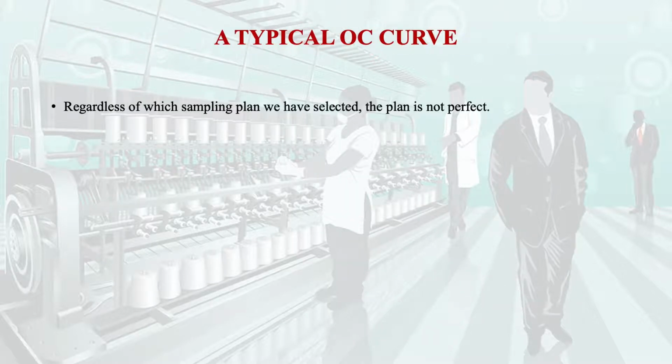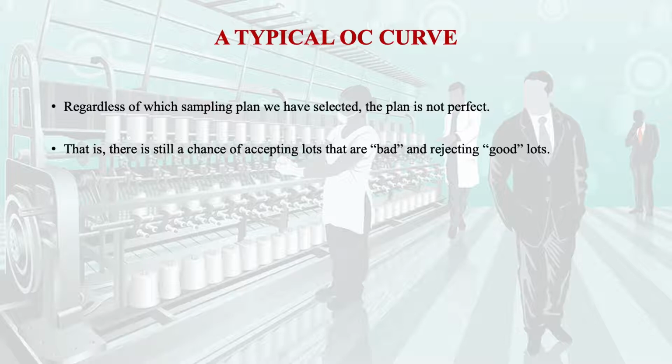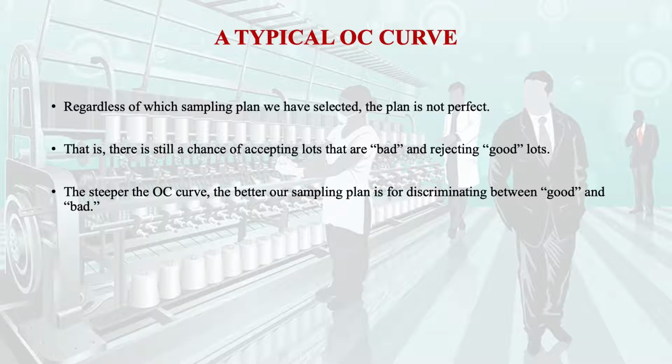Regardless of which sampling plan we have selected, the plan is not perfect. That is, there is still a chance of accepting a lot that is bad or rejecting a good lot. In the case of an OC curve, the steeper the curve, the better our sampling plan is for discriminating between good and bad.